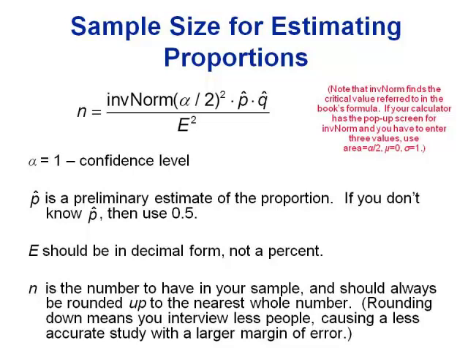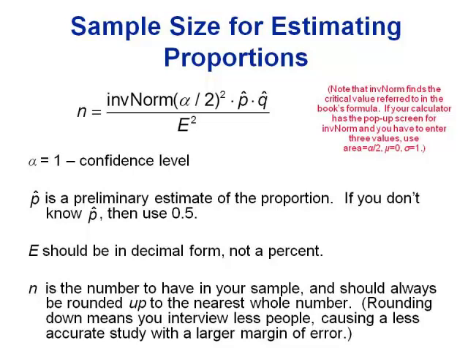That alpha, that's what that in the inverse norm is, an alpha, or kind of the little fish symbol. Your alpha is the opposite of your confidence level. So if you want to be 90% confident, your alpha would be 10%, and then you'll write it as a decimal. You know what p hat and q hat are already. E is the margin of error. Make sure you write that as a decimal, not as a percent.